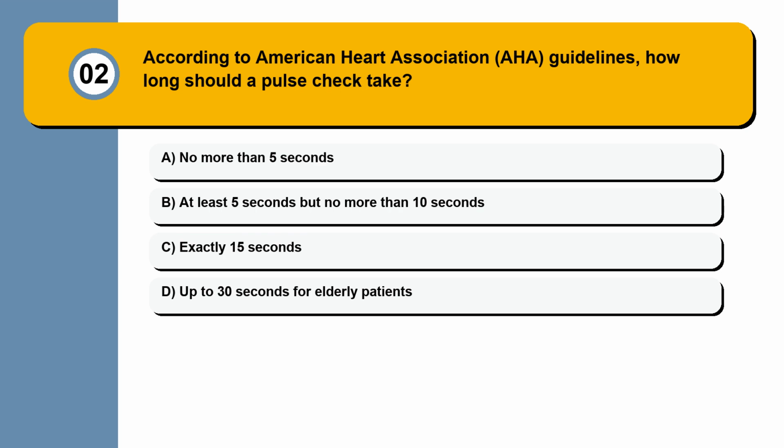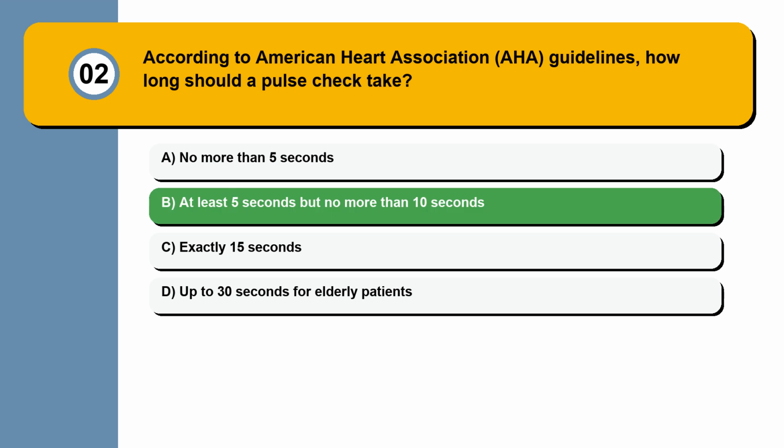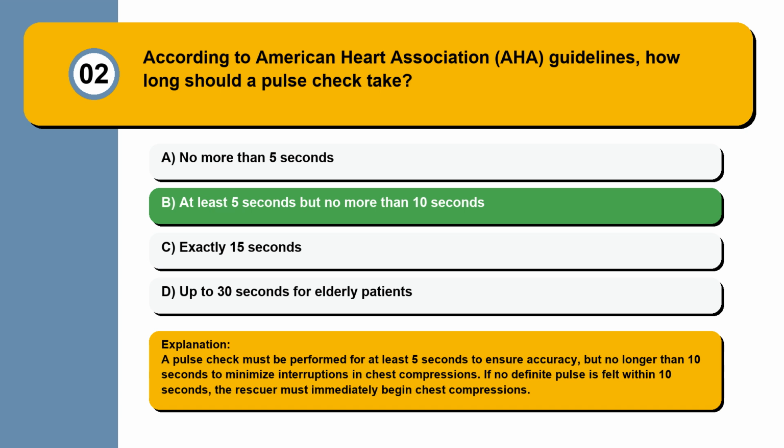Question 2. According to American Heart Association (AHA) guidelines, how long should a pulse check take? No more than 5 seconds. At least 5 seconds but no more than 10 seconds. Exactly 15 seconds. Up to 30 seconds for elderly patients. A pulse check must be performed for at least 5 seconds to ensure accuracy, but no longer than 10 seconds to minimize interruptions in chest compressions. If no definite pulse is felt within 10 seconds, the rescuer must immediately begin chest compressions.